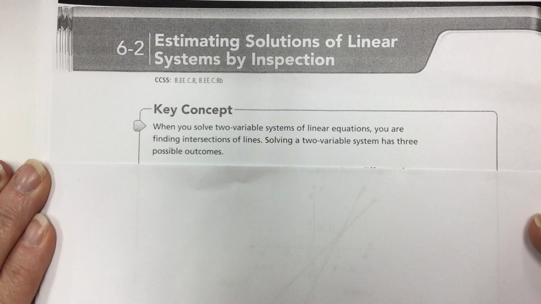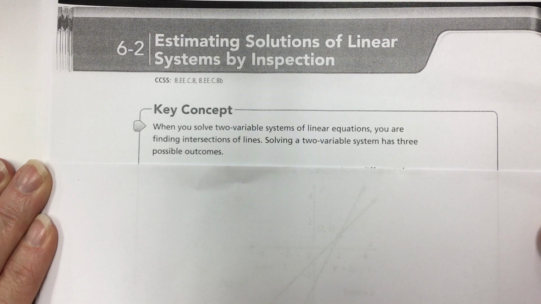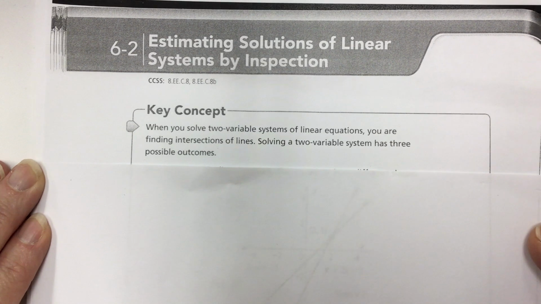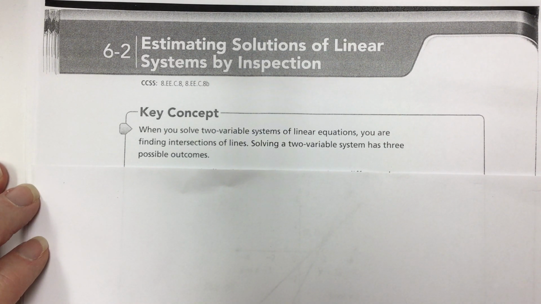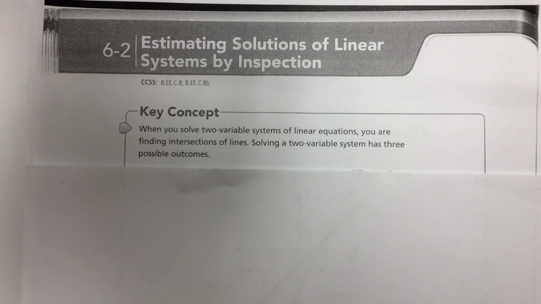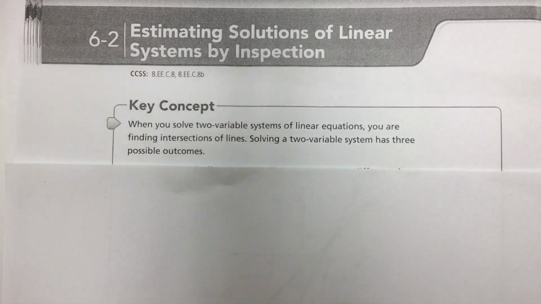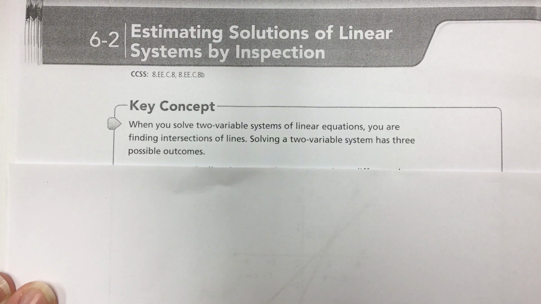Section 6-2, Estimating Solutions of Linear Systems by Inspection. Our key concept: when you solve two-variable systems of linear equations, you are finding the intersection of lines. You are solving a two-variable system with three possible outcomes.